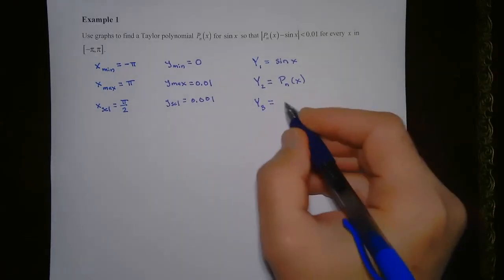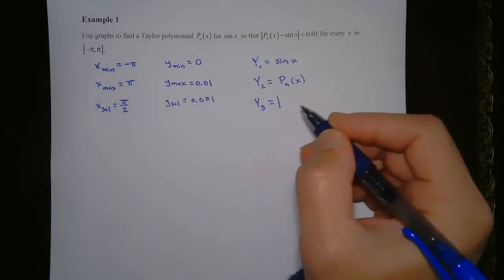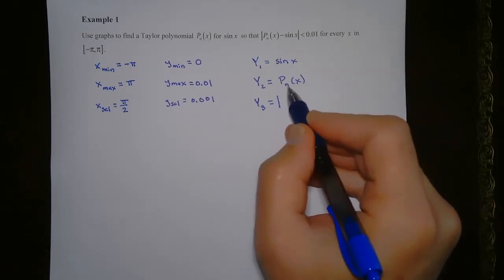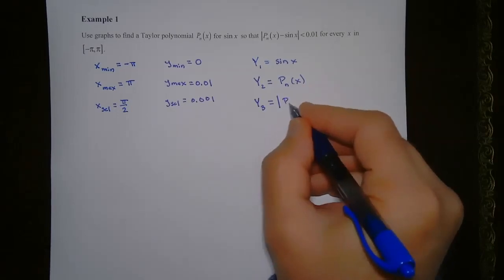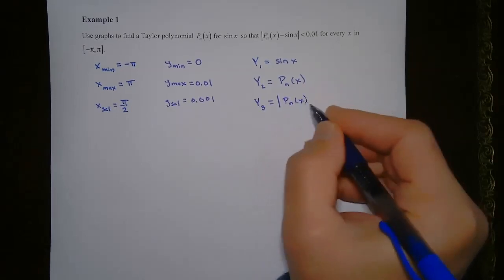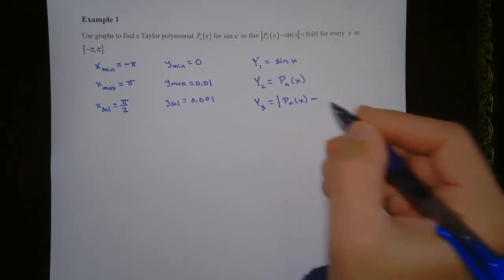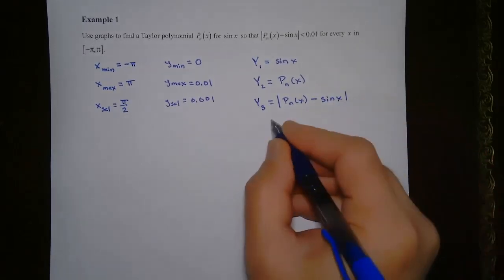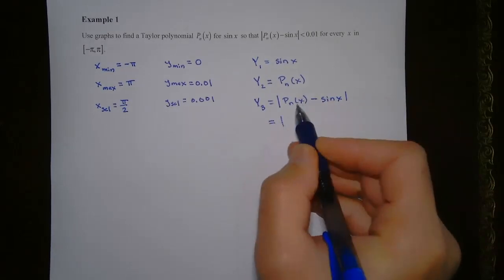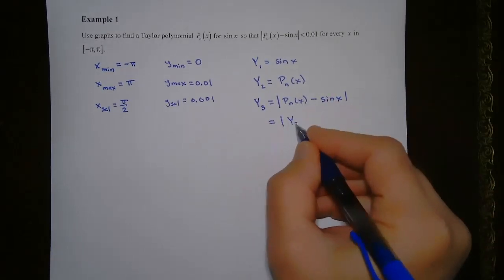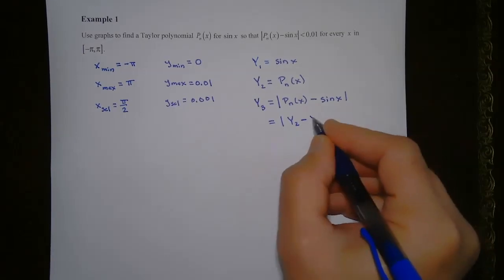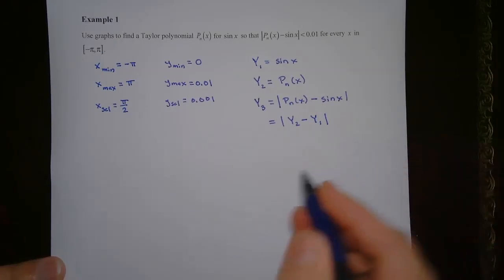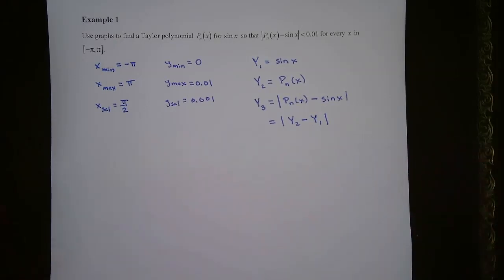Then we're going to have a y sub 3. Y sub 3 is going to be the absolute value of p sub n of x, the nth order Taylor polynomial, minus sine of x. This is y2, so we're going to type in y sub 2 minus, and sine x is going to be y sub 1.